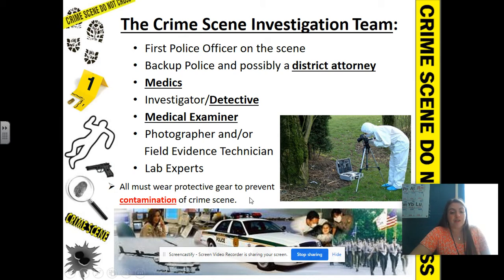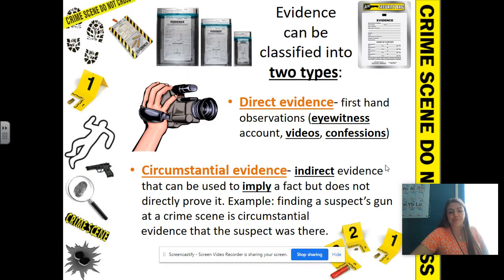All must wear protective gear to prevent contamination in the crime scene. So everyone should be dressed out. A lot of times they don't show that on any TV shows. They don't show them actually wearing these full gears. They just walk in in their nice suits, and normally you have to dress out before walking into a crime scene. Okay, so this is the actual most important part.